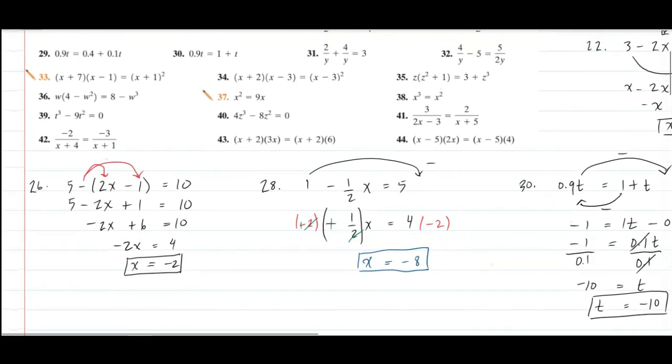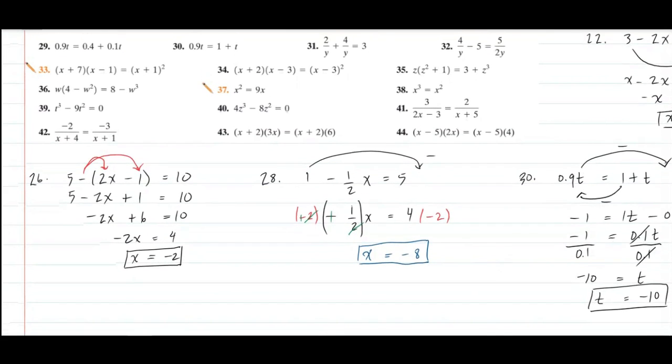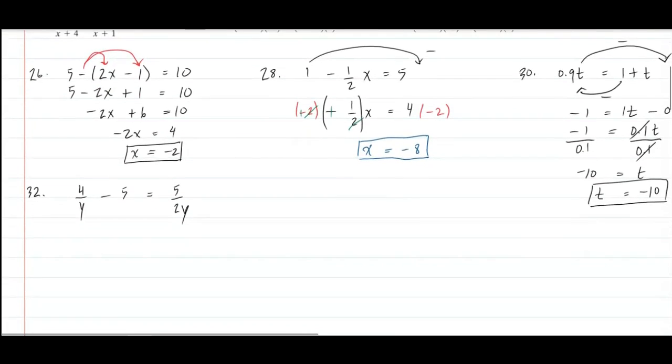All right, let's continue to move forward. Now we're going to try number 32. Number 32, we're going to have to slow down a little bit and make sure everybody's with us and knows how to do this one. Number 32 says you got 4 over y minus 5 is equal to 5 over 2y. Now what do you do in this situation?